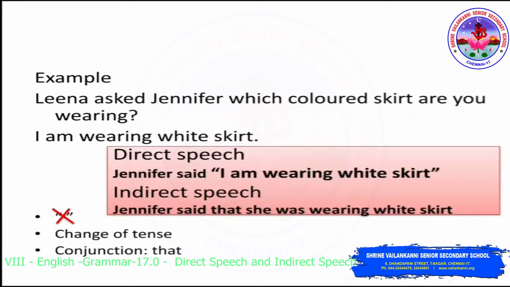Let's look into another example that we saw earlier. Lena asked Jennifer, "Which colored skirt are you wearing?" "I am wearing white skirt," answered Jennifer. Now in direct speech it is, Jennifer said, "I am wearing white skirt." How to convert it into indirect speech? Jennifer said that she was wearing white skirt.